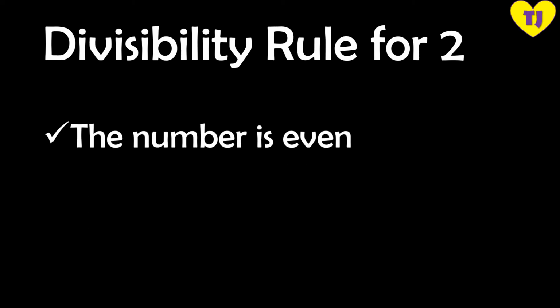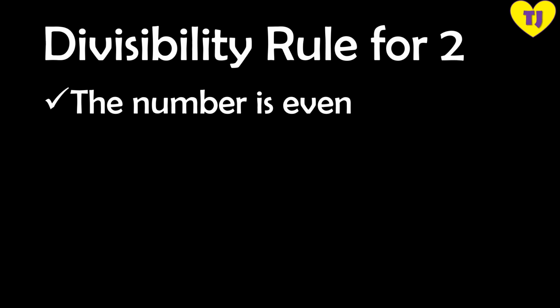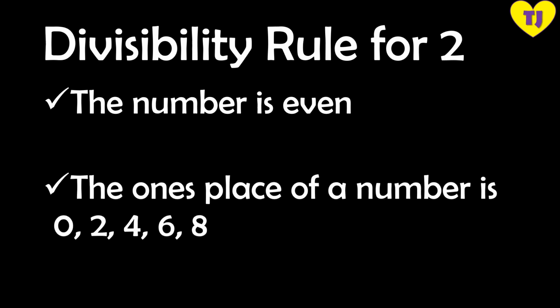That is divisible. Now, when you say divisibility rule for 2, once we want to know whether this number is divisible by 2, then literally what we're looking for is a number in which once you divide it by 2, you will get a 0 as the remainder. So how would we know whether a number is divisible by 2? We need to know the divisibility rule for 2, in which the number is even. So once you have an even number, automatically it is divisible by 2. Also, when the ones place of a number is 0, 2, 4, 6, 8, automatically that is an even number, and that is divisible by 2.